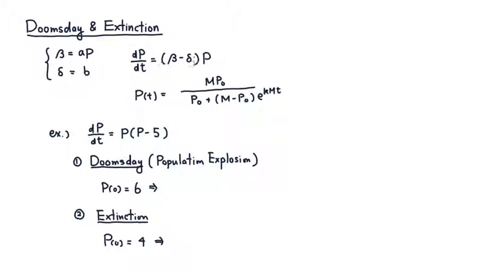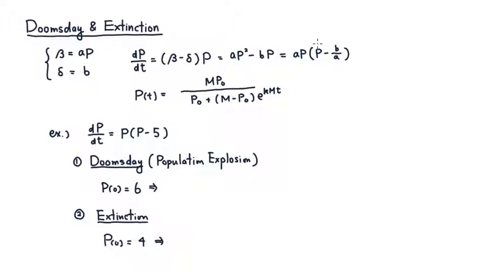If you plug into the general population equation, so beta is AP and delta is B, we're going to get this. This is going to be equal to AP times P, so it's going to be AP squared minus BP. Then I'm going to factor out AP. So I'm going to pull out the AP, then you're going to have P minus, pull out the A and P, so it's going to be B over A.